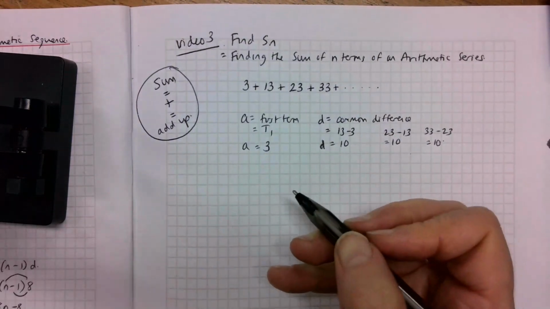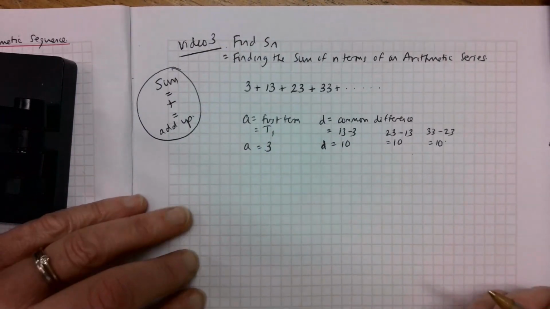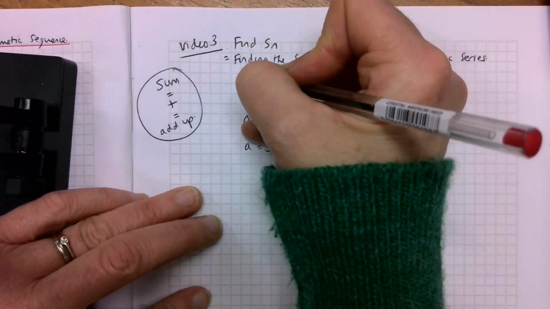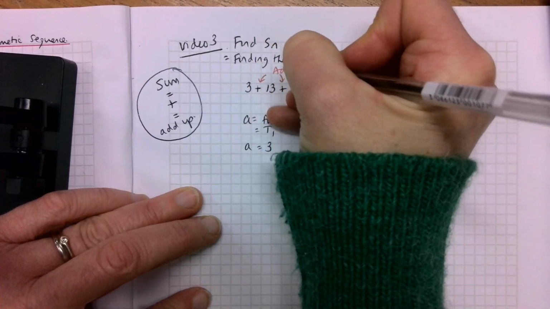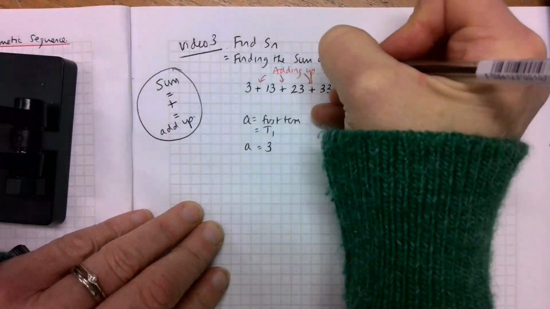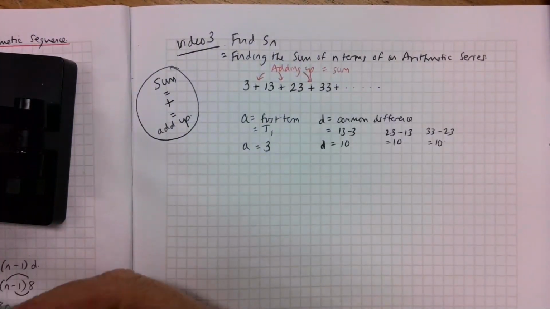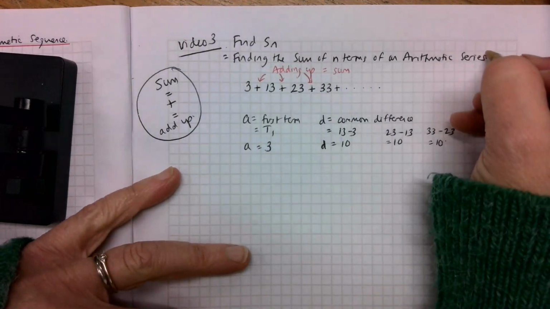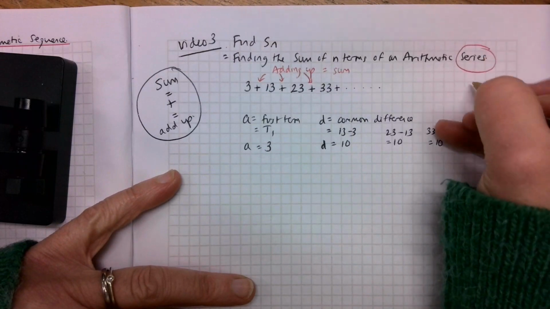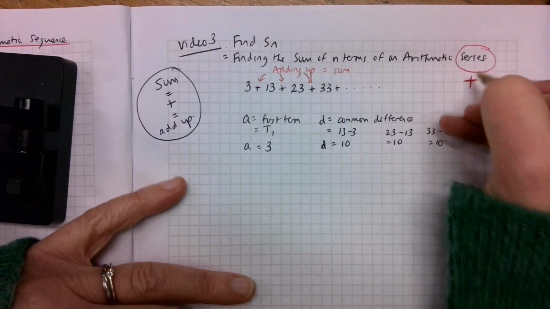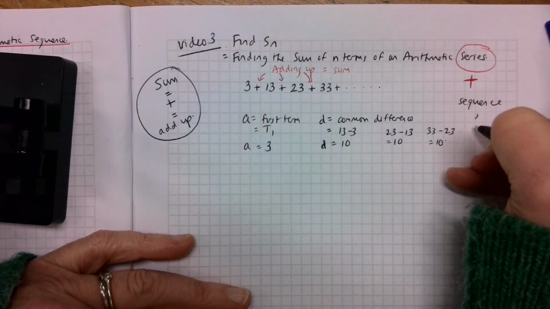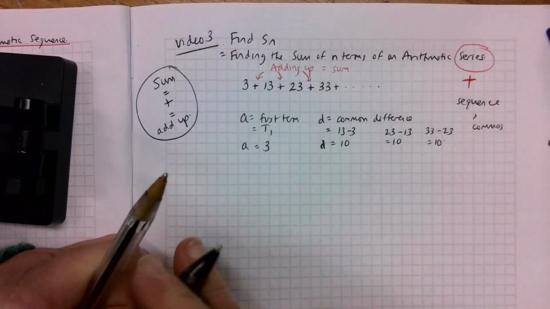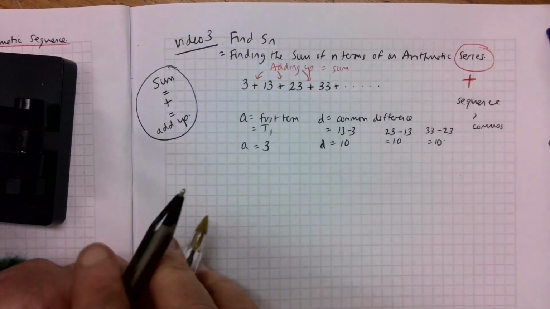You'll notice that in this particular sequence, it's different because we have these plus symbols, okay? We're adding up. We're finding the sum of terms, not just finding terms themselves. So the difference between a series and a sequence is a series has pluses, okay? A sequence has commas. Okay, a series has pluses, a sequence has commas.